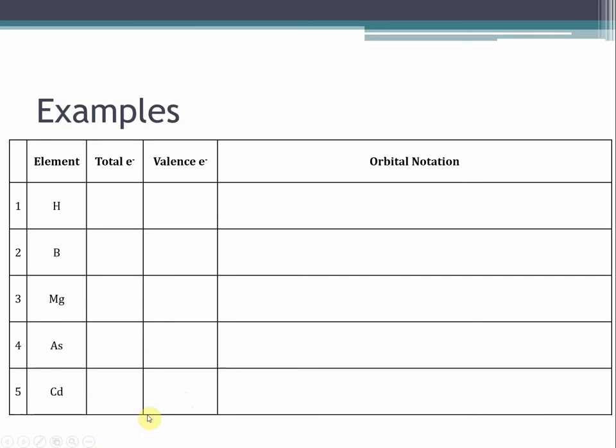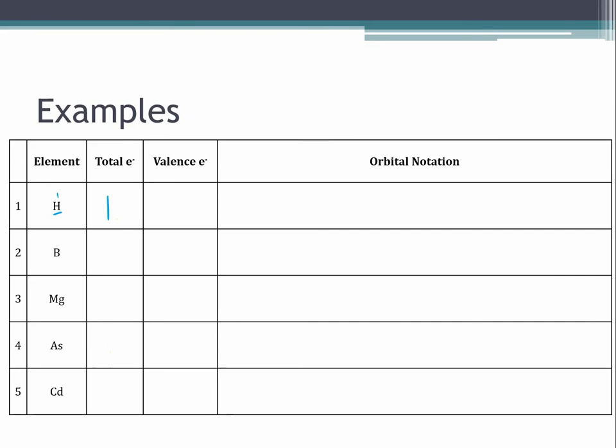Our first example we're going to talk about is hydrogen. So you should look on your periodic table, find the square for hydrogen. When you find it, you'll see there's a 1 above the symbol for hydrogen, meaning it has atomic number 1. For right now, atomic number always means number of protons, and for right now, it also means number of electrons. So since hydrogen is atomic number 1, that means it has 1 total electron.